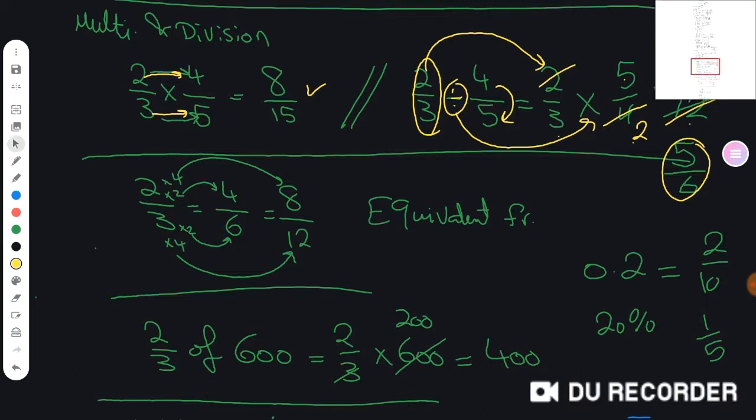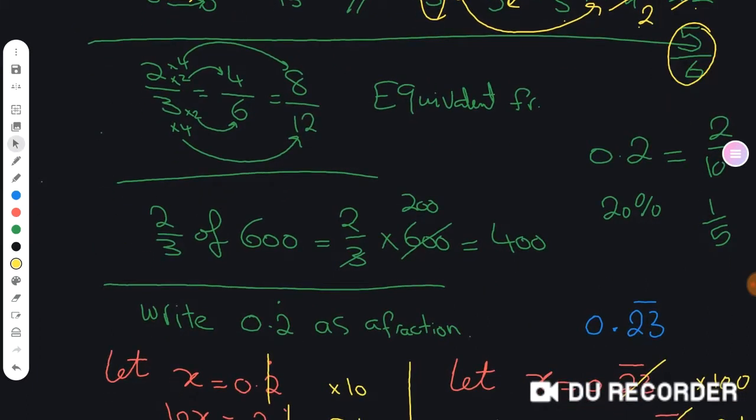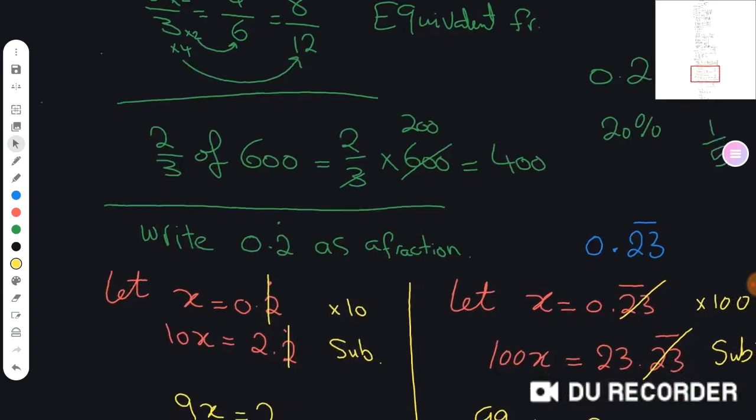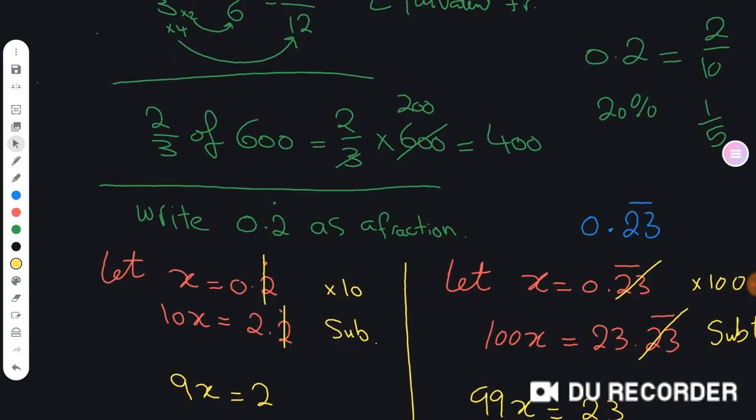Equivalent fractions. If we have 2 over 3, we can multiply by 2 to be 4, multiply down by 2 to be 6. So 2 over 3 equals 4 over 6. Multiply by 4, it will be 8 over 12. If we have a fraction of an amount, 2 over 3 of 600, this will be 2 over 3 multiplied by 600, and you can use your calculator to calculate it.